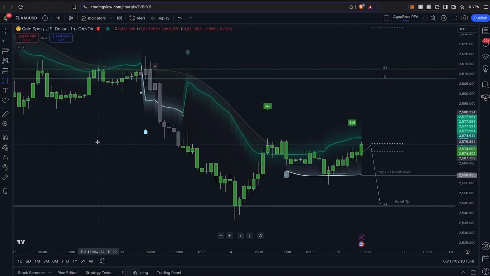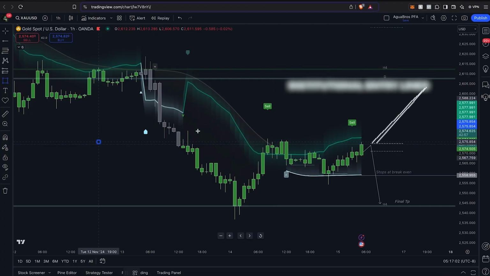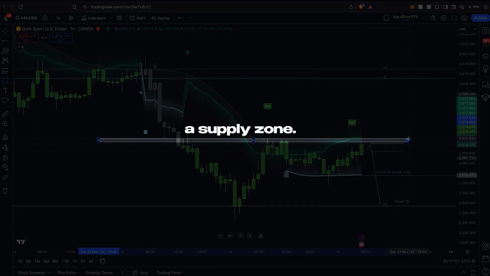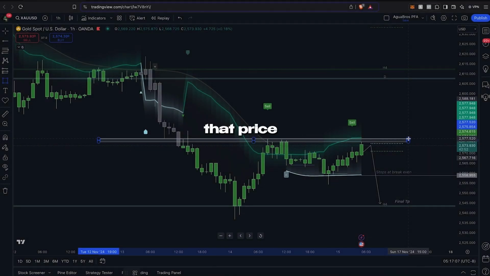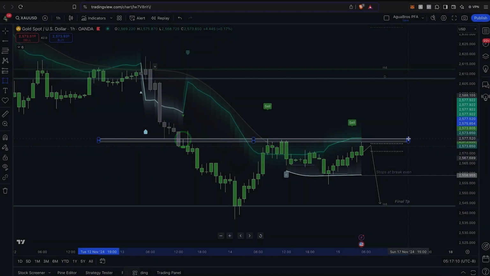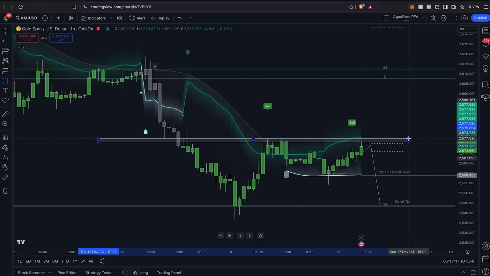I want you to take note of this right here. Notice that the entry line is right at this area of resistance. This area of resistance is also something that is called a supply zone. You can see that price has rejected this area more than 6 times. So, being that price is here again, I'm anticipating for price to continue to respect this zone and follow the confirmed downtrend that Prop Firm Algo has provided.